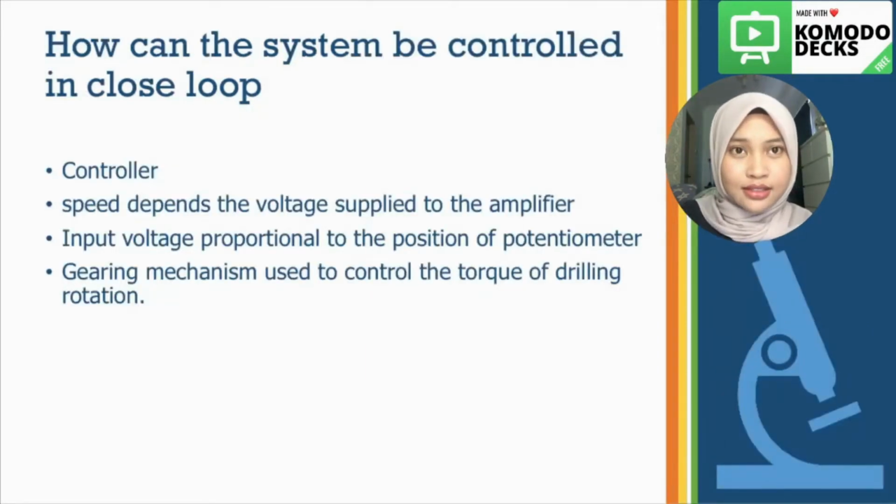For question number 6, how can the system be controlled in closed loop? The system can be controlled in a closed loop with a controller. As for the system, the speed of rotation of the motor will depend upon the voltage supplied to the amplifier by the potentiometer. The value of the input voltage could be proportional to the position of the potentiometer. Apart from that, a gearing mechanism can also be used to control the torque of the drilling rotation. Therefore, in this case, a gear selector can be referred to as a controller.